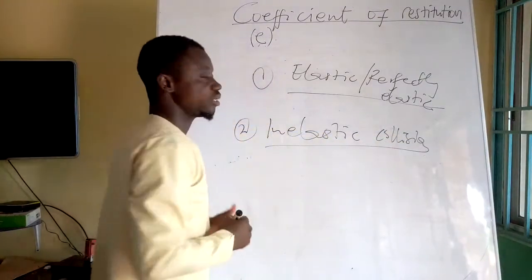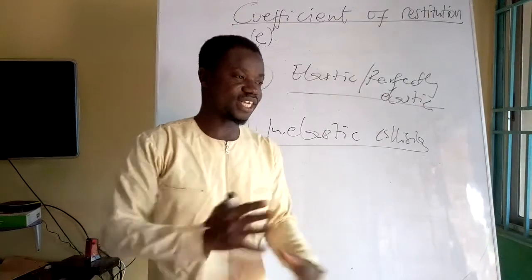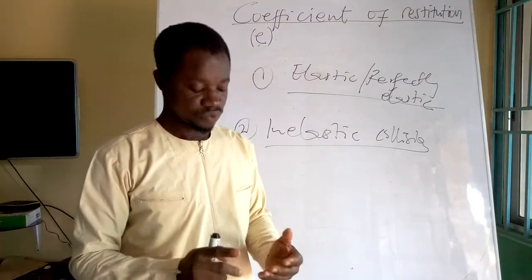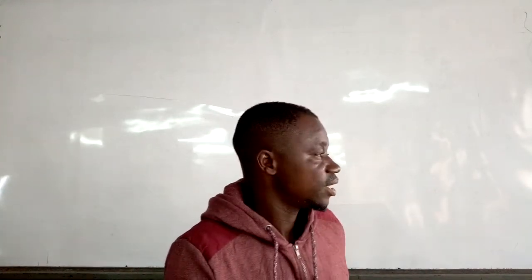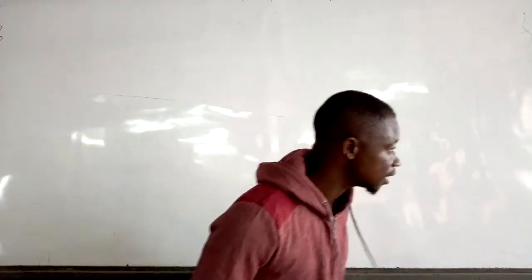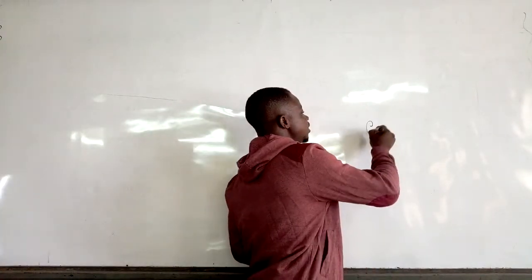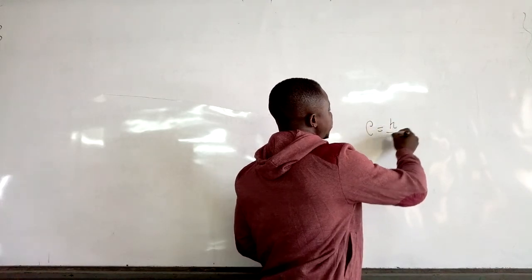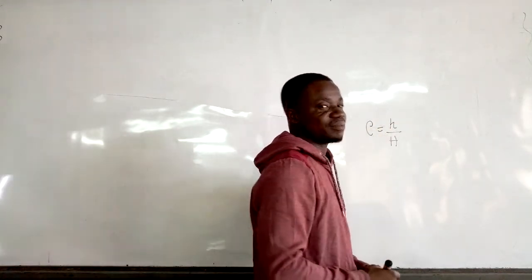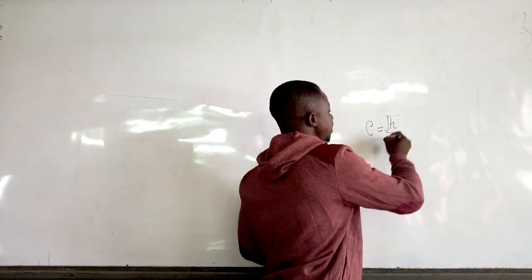Inelastic collision. A collision is said to be inelastic when, let me make a little correction to something that I wrote in the other video, this one. You realize that I wrote an equation which was E is equal to h over capital H. But indeed, this equation was supposed to be written as this.